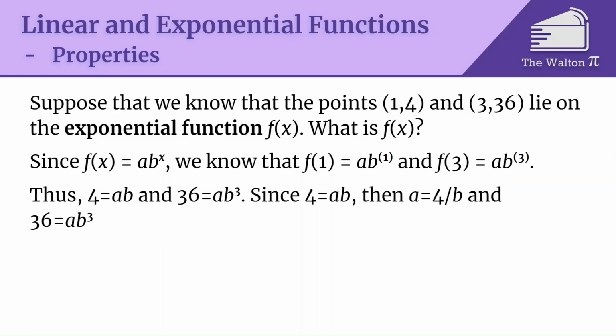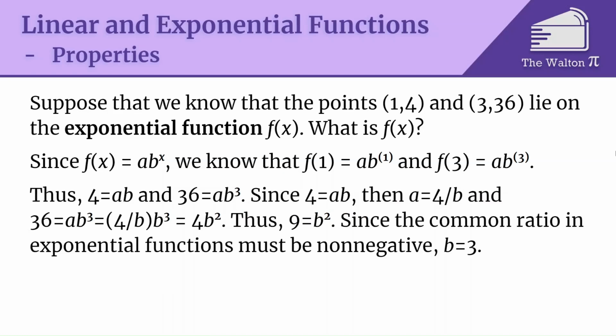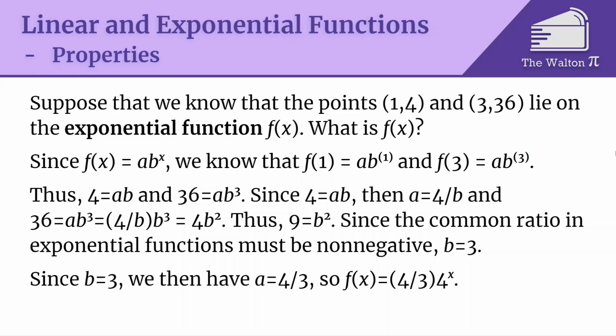So since 4 is a times b, we can solve for a and get a equals 4 divided by b. And then since 36 is a times b cubed, we can replace a with 4 divided by b to get 36 is just 4b squared. So that means that 9 is b squared. Since the common ratio in exponential functions must be non-negative, we know that b is not negative 3, so our answer is just b equals 3. So since b is 3, we then have a is 4/3. So our function f of x is 4/3 times 3 to the x.